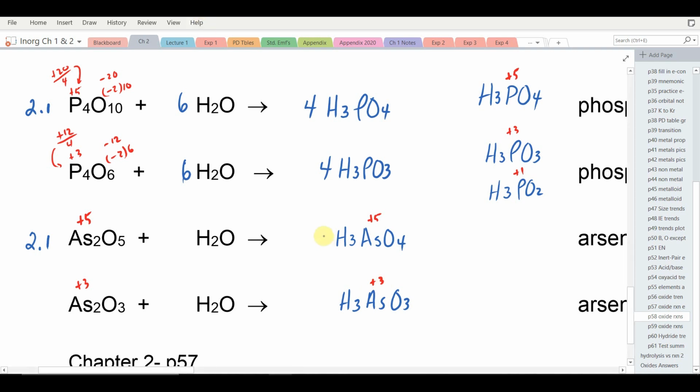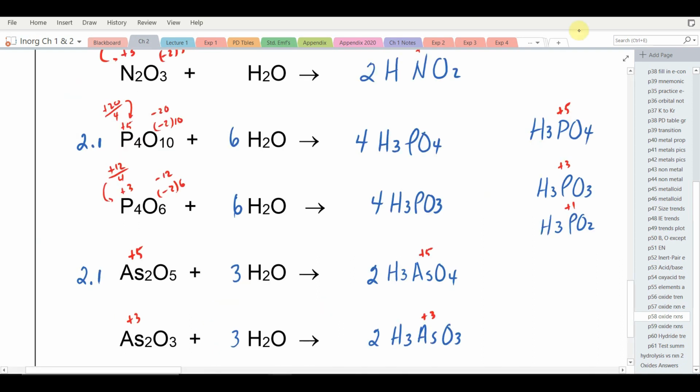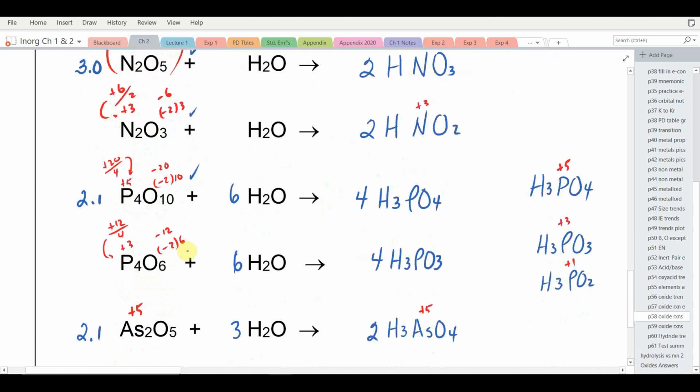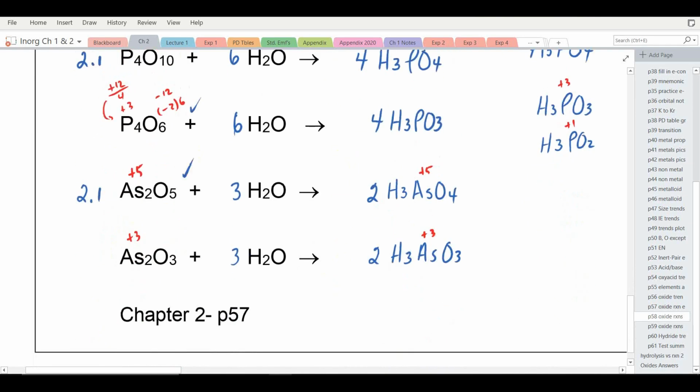2 arsenics, 2 arsenics. 6 hydrogens, 6 hydrogens. 5 plus 3 is 8 oxygens. 4 times 2 is 8. 2 arsenics, 2 arsenics. 6 hydrogens, 6 hydrogens. 3 plus 3 is 6 oxygens. 3 times 2 is 6 oxygens. So that's balanced. So on this page, yes, you do need to know the products of the nitrogen oxides in water and be able to balance the equation, and the oxides of phosphorus and the oxides of arsenic follow our patterns very clearly.